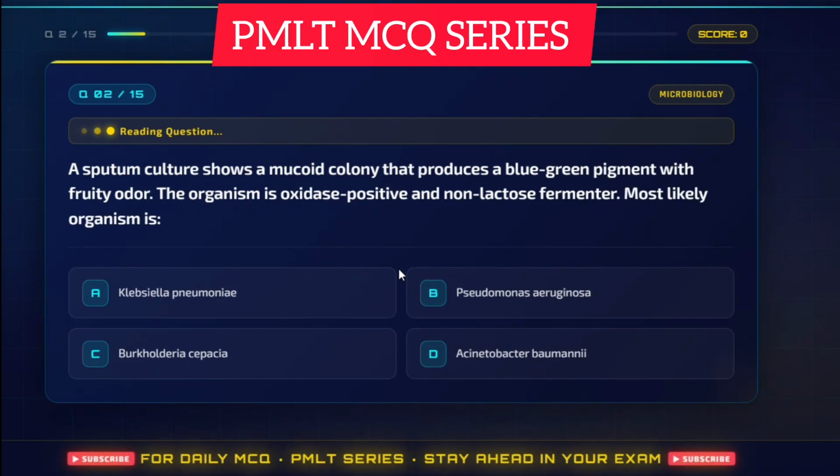A sputum culture shows a mucoid colony that produces a blue-green pigment with fruity odor. The organism is oxidase positive and non-lactose fermenter. Most likely organism is A. Klebsiella pneumoniae, B. Pseudomonas aeruginosa, C. Burkholderia cepacia, D. Acinetobacter baumannii.